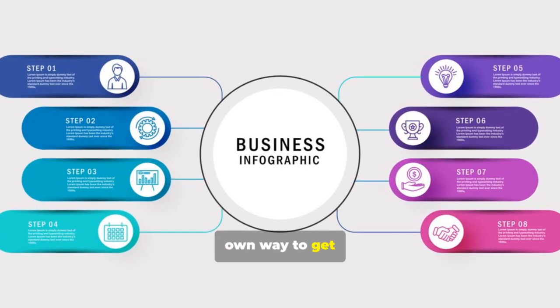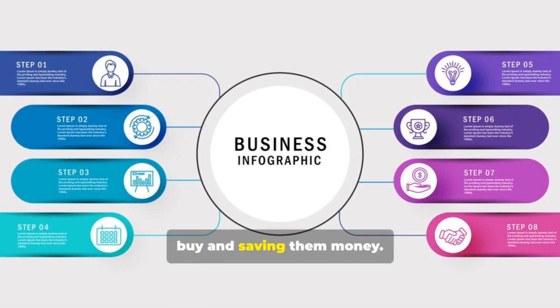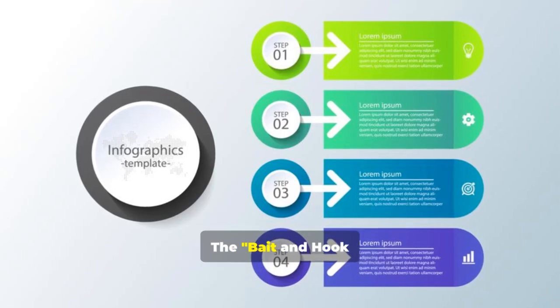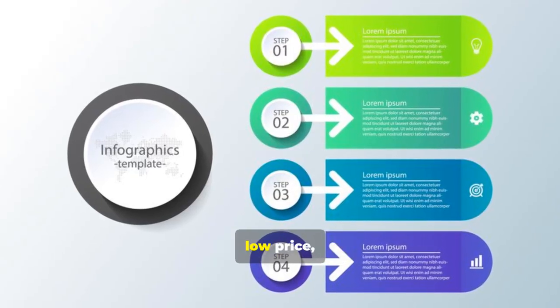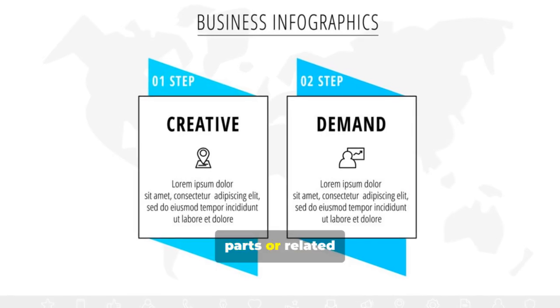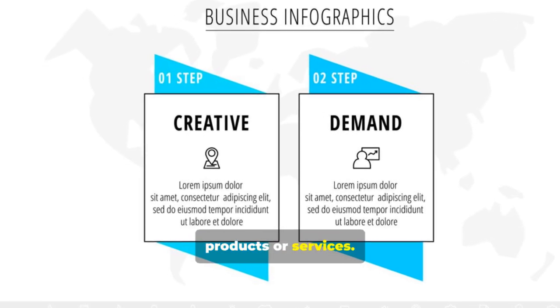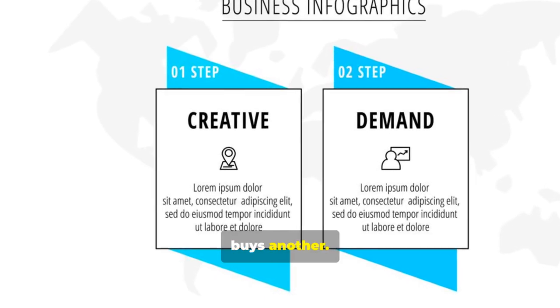They set up their own way to get products to customers, making it easier for the customer to buy and saving them money. The bait and hook model. This is where you offer one product at a very low price, with the plan to charge higher prices for the replacement parts or related products or services.